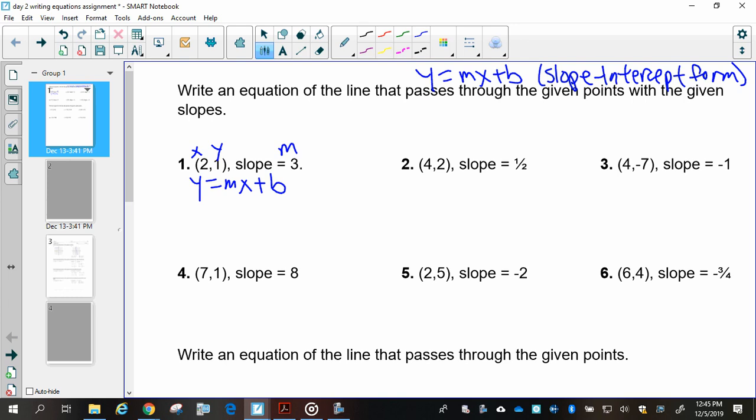So for each variable that you know, you're going to put that number in. So where y is, that's going to be 1. Where m is, that's going to be 3. Where x is, that's going to be 2. And then plus b. Would the y be gone? So I'm so confused.